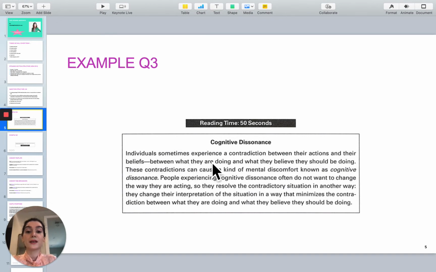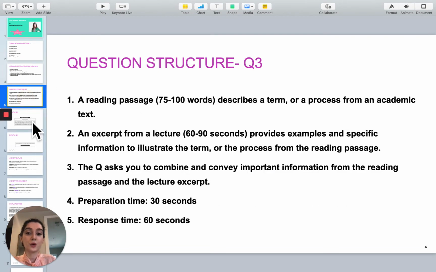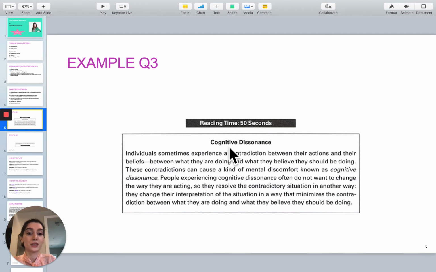Individuals sometimes experience a contradiction between their actions and their beliefs, between what they're doing and what they believe they should be doing. These contradictions can cause a kind of mental discomfort known as cognitive dissonance. So this is great because we know from our experience and what I told you before that usually the question is going to ask you about that term or the concept. Now that term or the concept is here in the heading called cognitive dissonance, and here when we read these 3 lines we find out that this is what cognitive dissonance is.